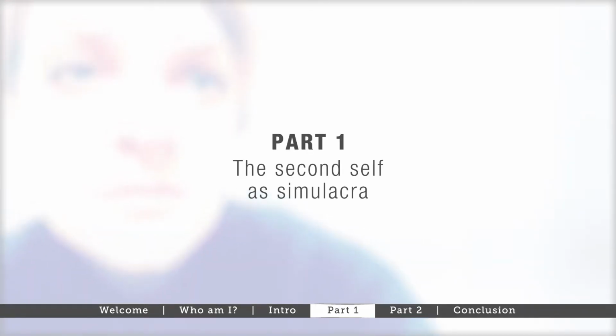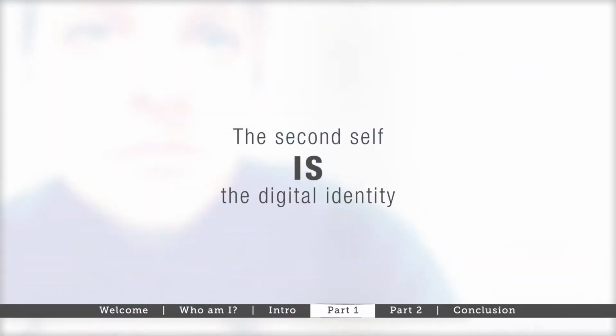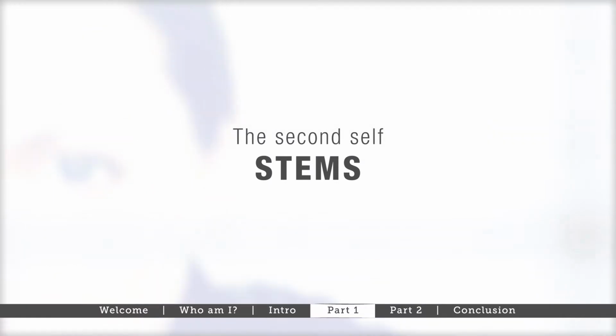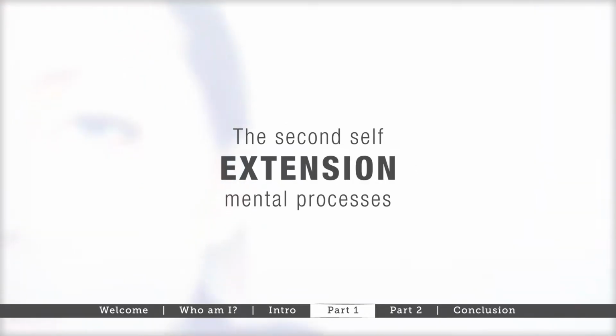The second self as simulacra. Amber Case, a cyborg anthropologist, presented the notion of the second self in her 2010 TED Talk, We Are All Cyborgs Now. The second self is the digital identity that a person creates, maintains, and is interacted with even when they are not present. The notion of the second self stems from the idea that so much of what we do is done online, and particularly through our smartphones, which results in them becoming an extension of our mental processes.